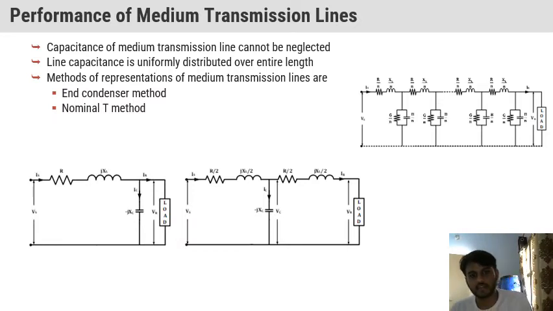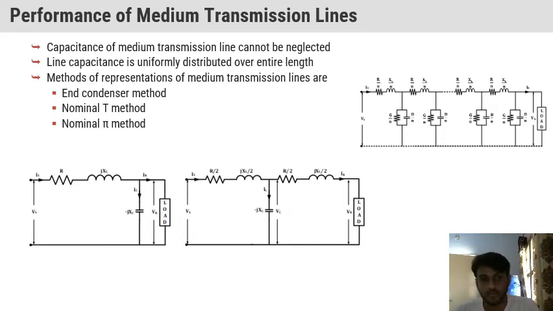One is the end condenser method, where we represent the capacitance at the end, at the load side. And we have another method, which is the nominal T method, in which we indicate the capacitor at the middle of the transmission line. So here we divide the full transmission line into two parts, and in between the two parts we place the capacitance. And in the end condenser we put the capacitance at the end.